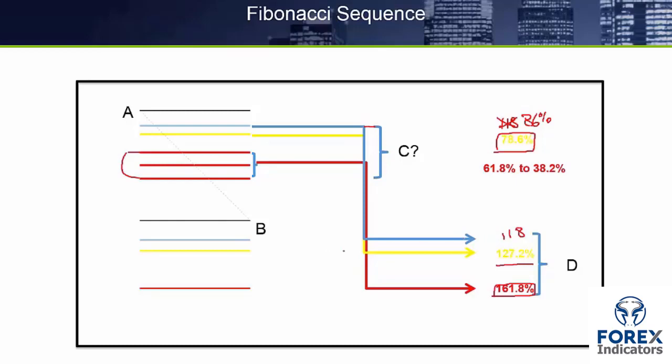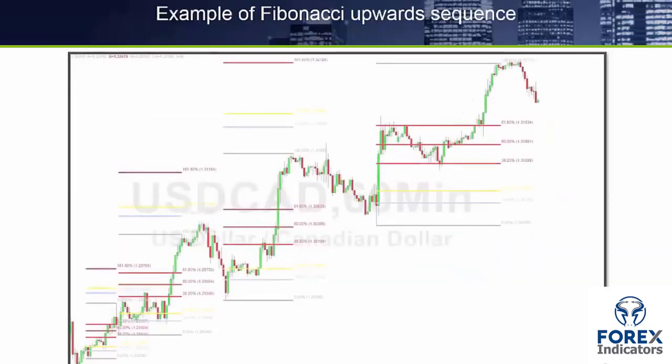What these ratios basically mean is that you take this move here, A to B, to be 100%, and then we take 61.8 and add it, and that gives you the 161.8. 27.2% gives you the 127. If you add 27.2% of that distance from A to B down here, and then 18% for the 118. All of these are Fibonacci levels and ratios, and they work very, very well in the Forex market. Let's show you some examples of how it looks.